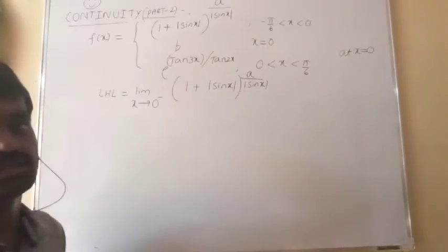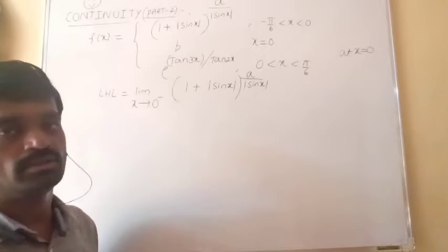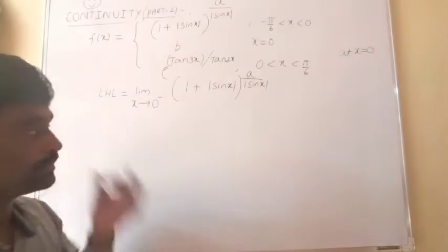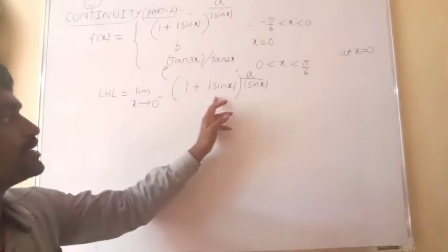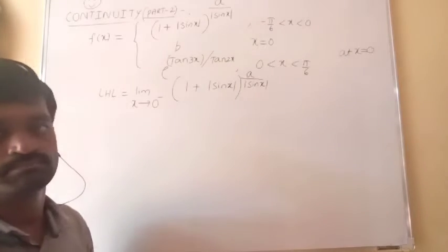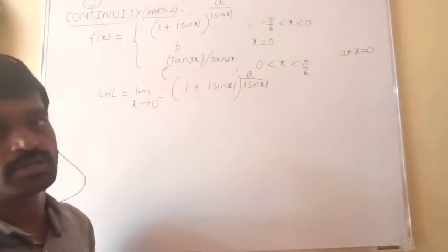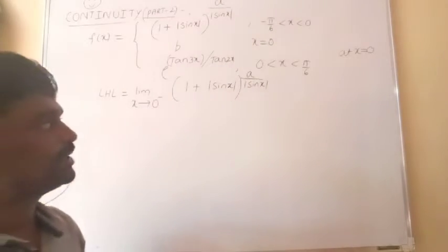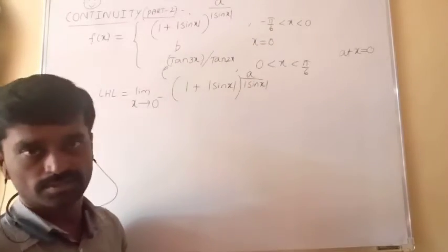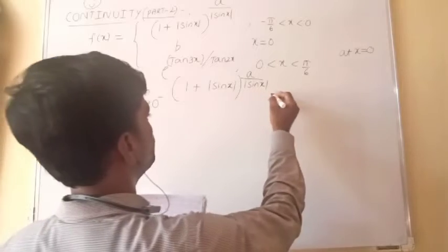See here, it is 1 power infinity form. Observe here. As x tends to 0 minus, mod sin x is tending to 0. So 1 plus 0, 1. A by 0, infinity. So 1 power infinity form. Okay, particularly mod sin x tending to 0 plus. So it is 1 power infinity form.